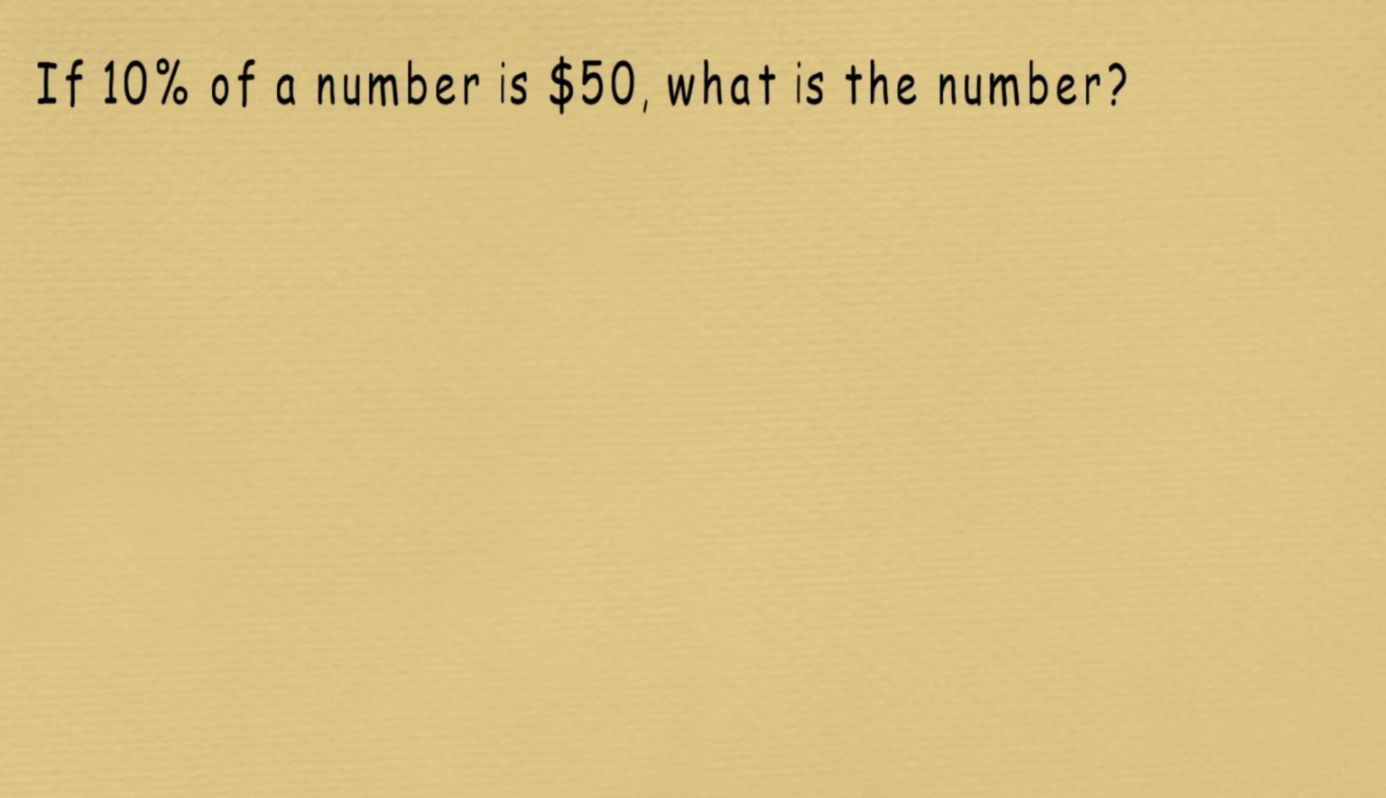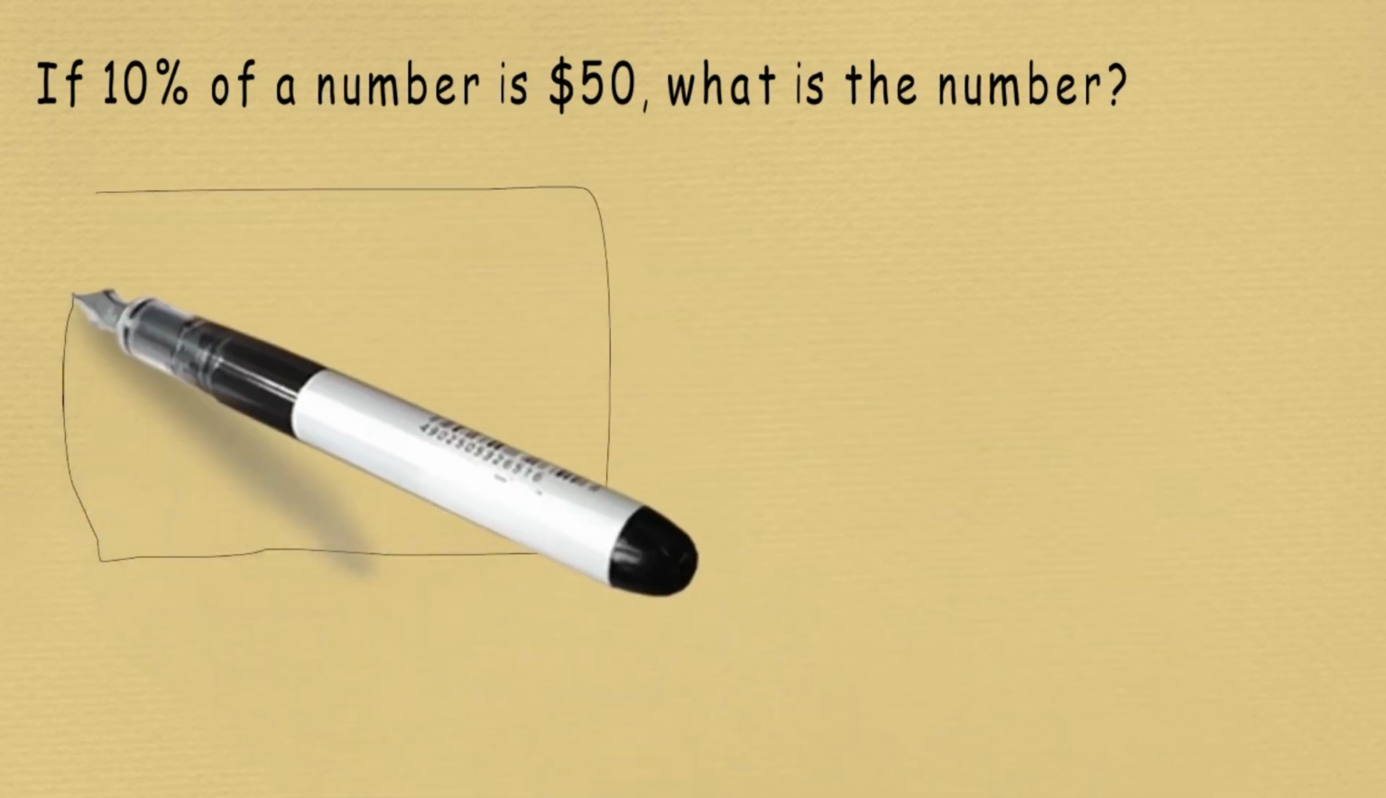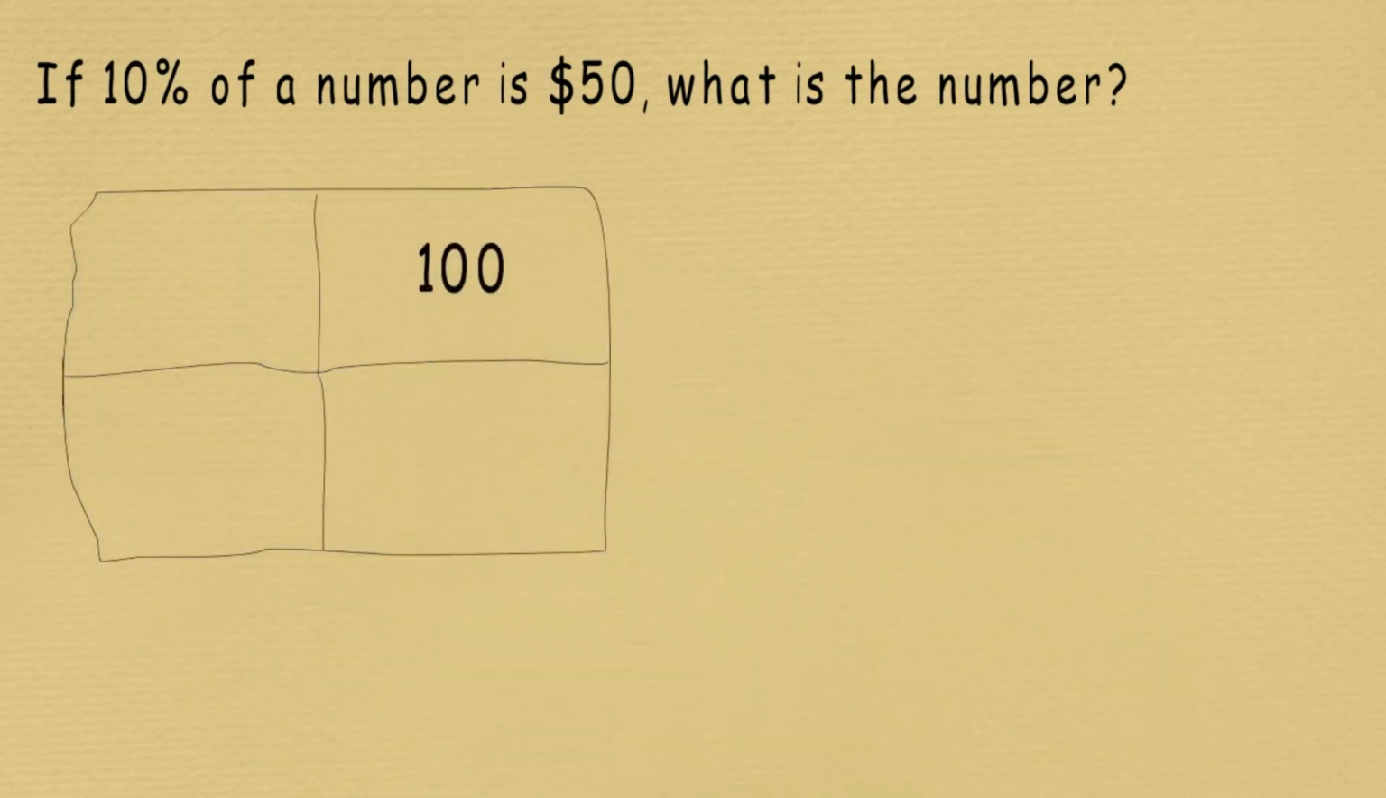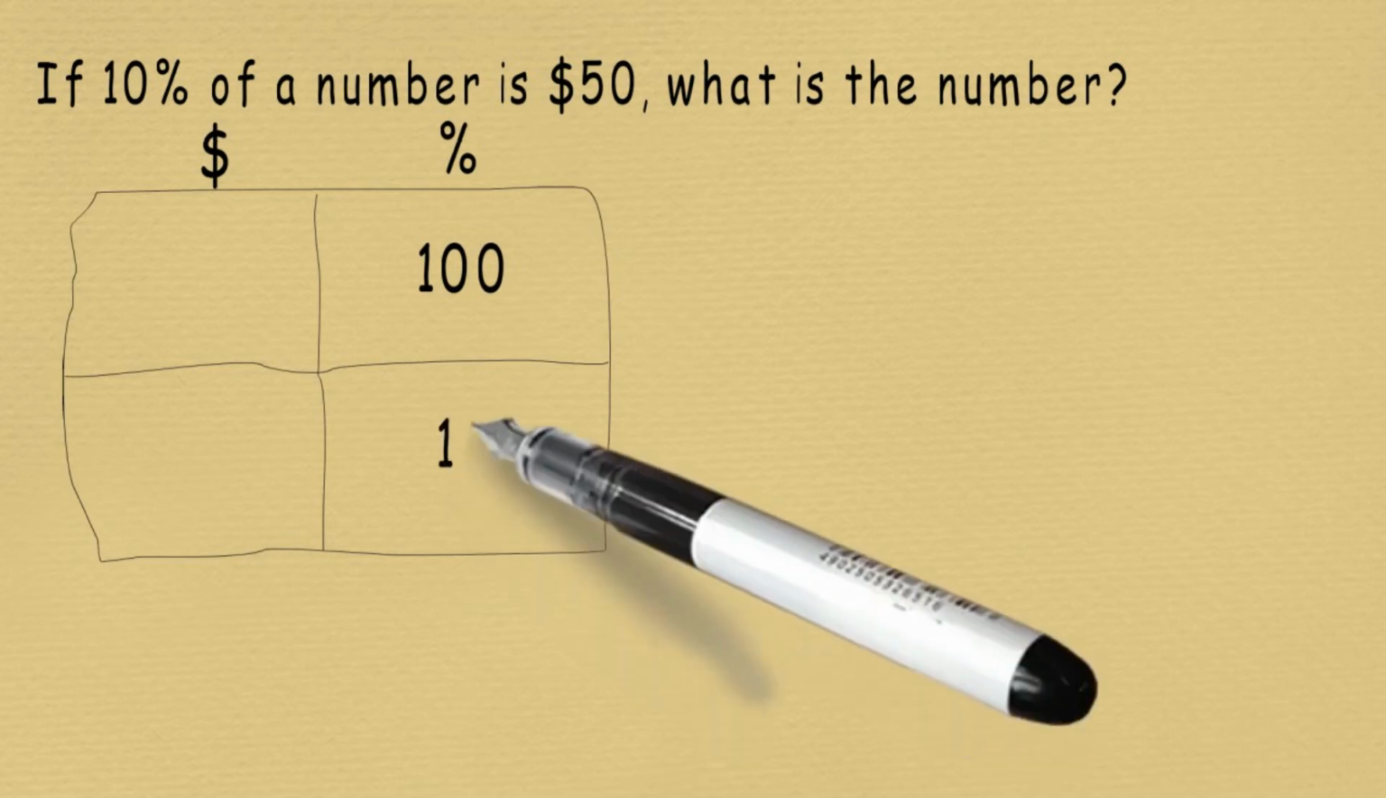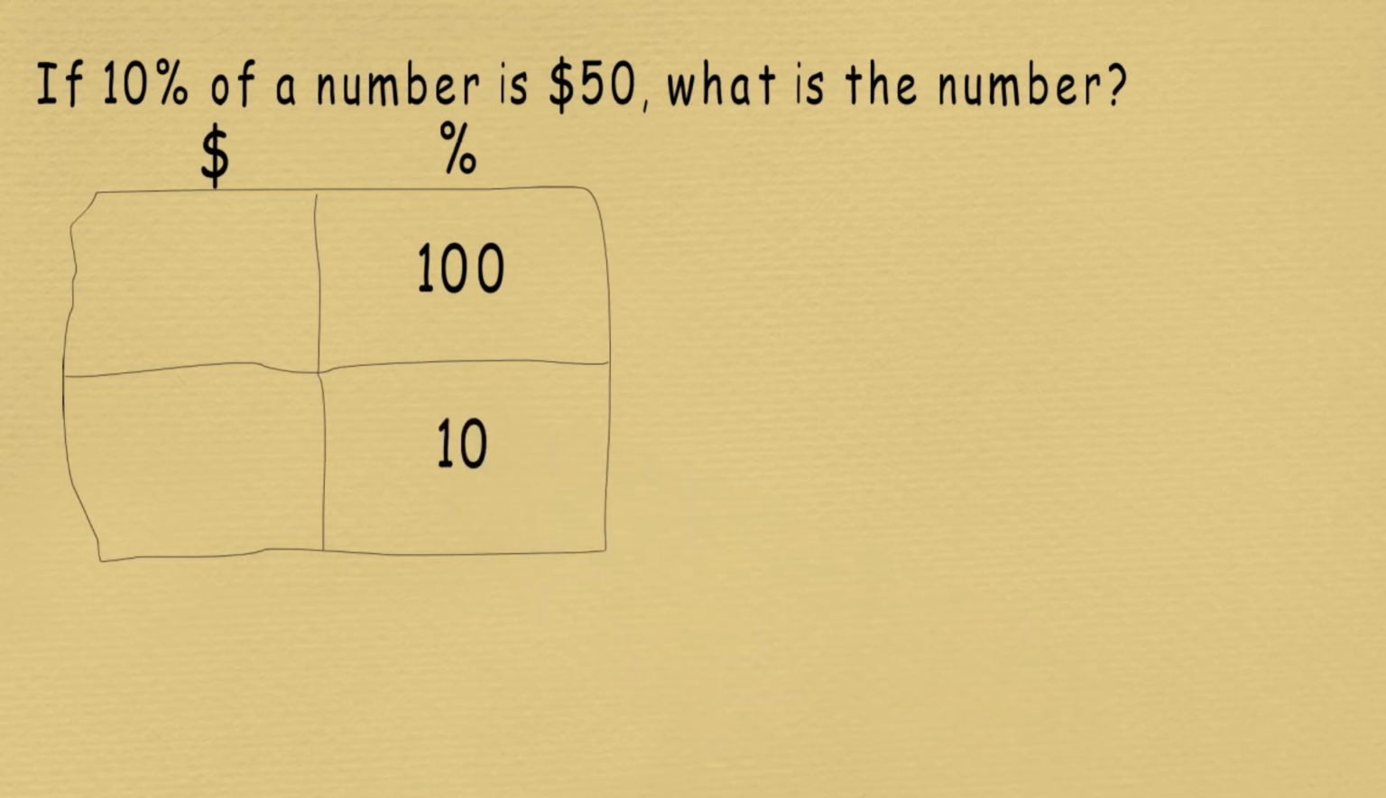So I draw my window box again. I'll write the 100 in there, the percentage above the 100, and the symbol for money next to it. Now I look at my question and I start using that data to fill in my box. I see 10% refers to percentages, so it's going to go in the column reserved for percentages, right underneath the 100. So I write 10 there. Now I look at $50. 50 refers to money, so it's going to go in the column reserved for money, next to 10 because it corresponds to 10%.